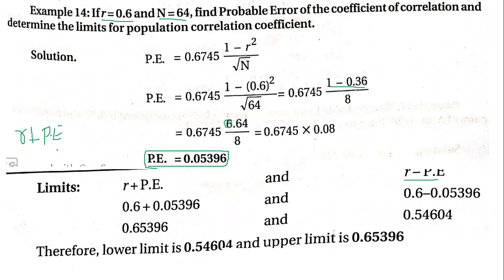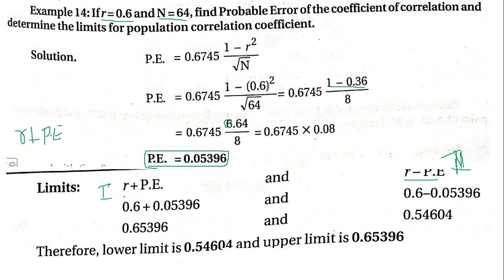Once we find the probable error, we have answered their first question, find the probable error of the coefficient of correlation. That is done. Now, for the second part, we are supposed to determine the limits. How to determine the limits? Just add the probable error to the coefficient. So r plus PE will be your first limit, and from the same r you subtract the PE. So r minus PE will be the other extreme of the limit.